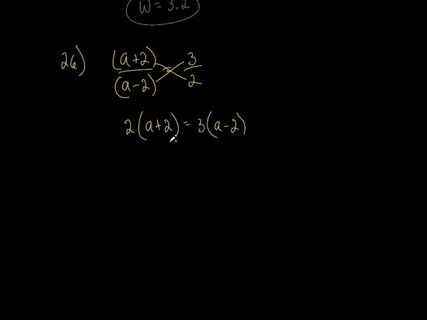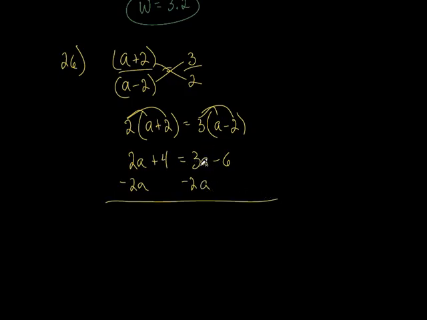Now it's just a regular basic algebra problem. Distribute. We've done this plenty of times. You should be used to this now. And then distribute this. That's 3a minus 6. Let's subtract 2a from both sides. I'm just going to do that so I keep the a positive. You could have subtracted 3a and gotten a negative a. It doesn't matter. So that cancels out.